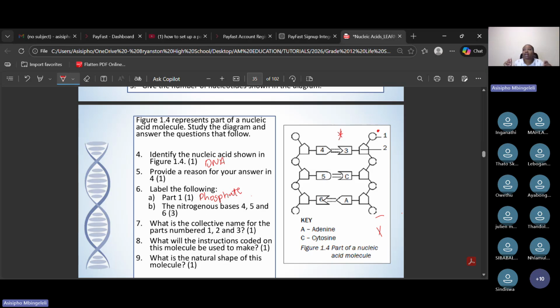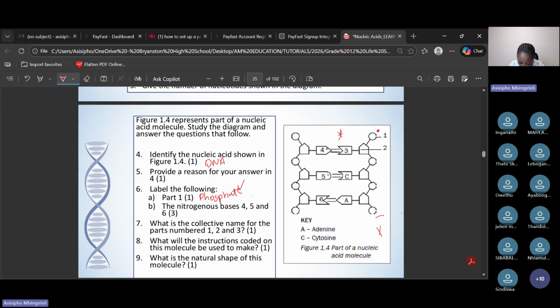So if you said phosphate ion, or a phosphate group, I can't remember what other options are, but what we are looking for is phosphate. So you're not going to be penalized if you say phosphate group. Okay, then please label the nitrogenous bases 4, 5, and 6. There is 4, and there is 5, and there is 6. Please raise your hand so that you can give us all 3, specifically. I said 4 is guanine, 5 is guanine, and 6 is thymine.